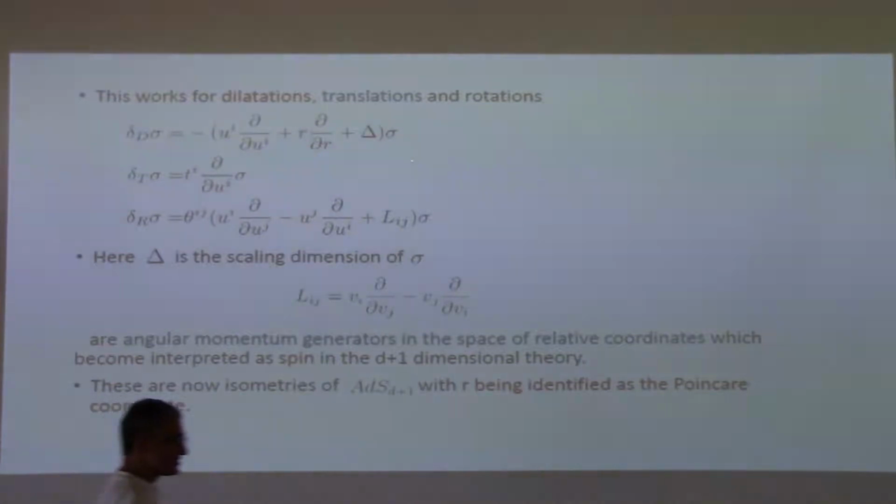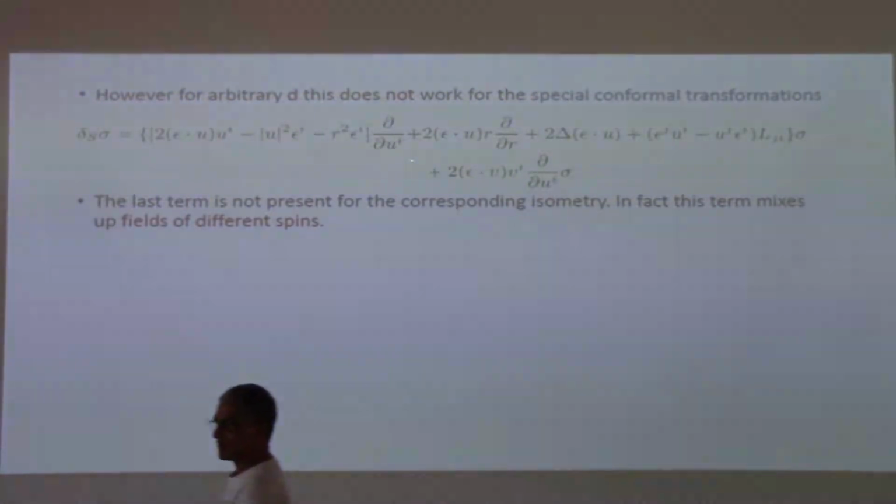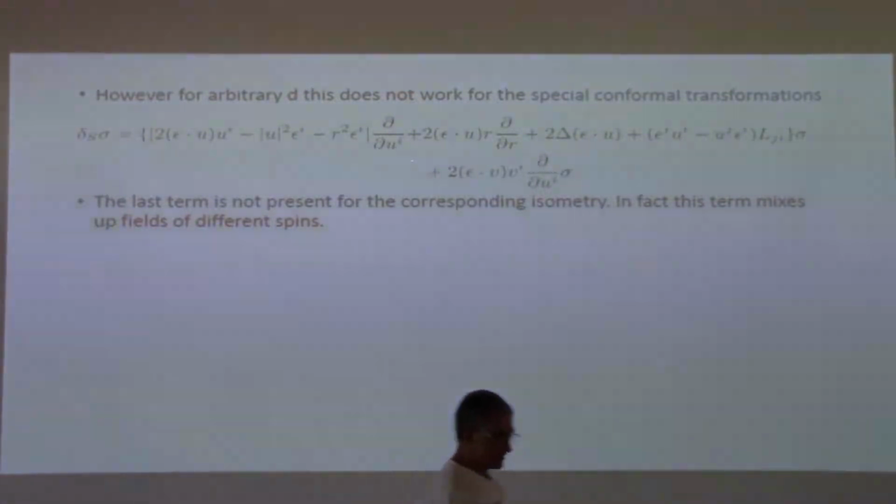However, this simple-minded identification doesn't really work, which you can see very directly by looking at the special conformal transformations. The first line is what you get from the AdS isometries. The second line is something very foreign, and in fact mixes up fields of different spins, so this is not the right way of doing things.